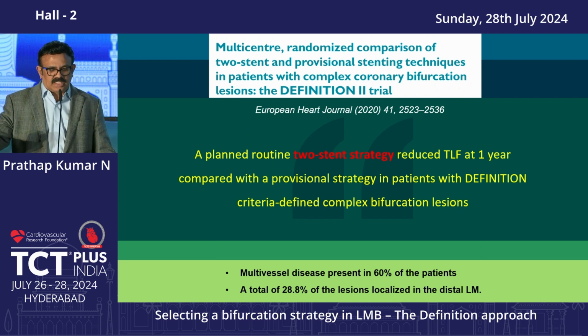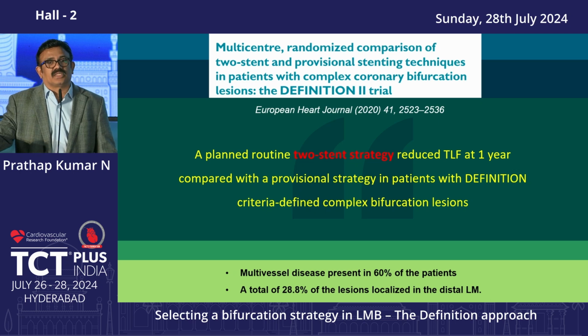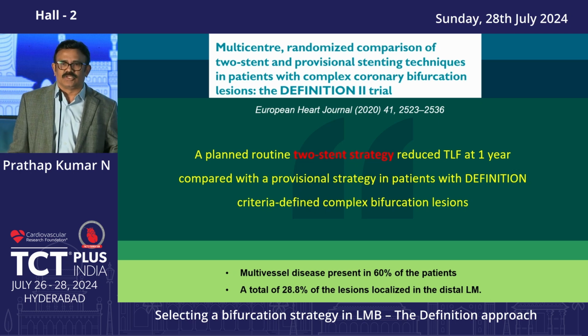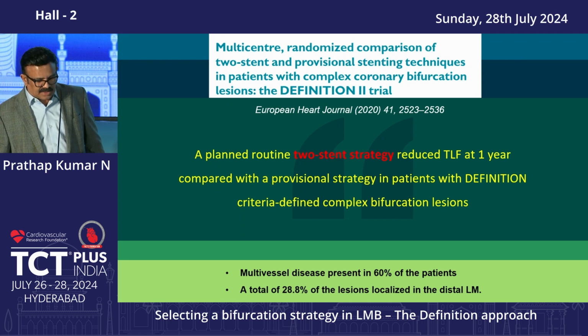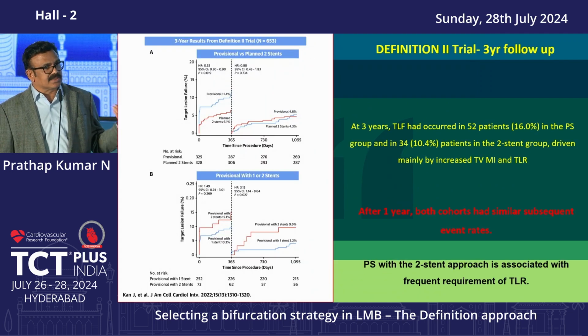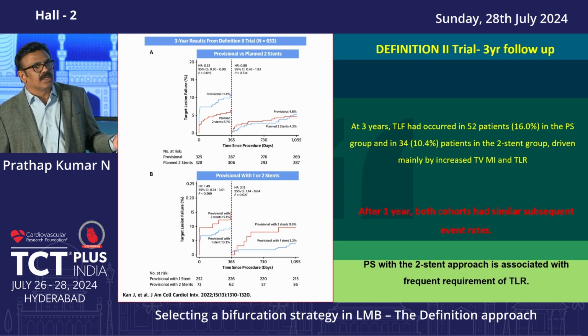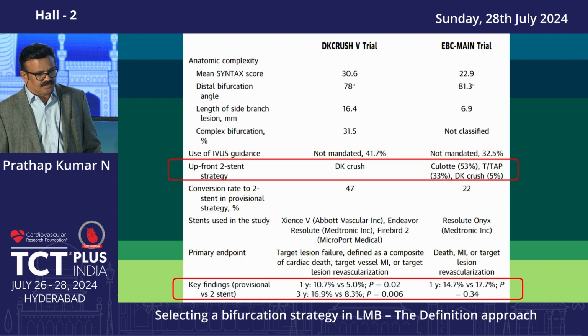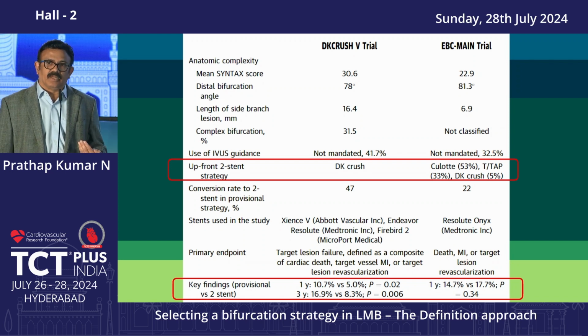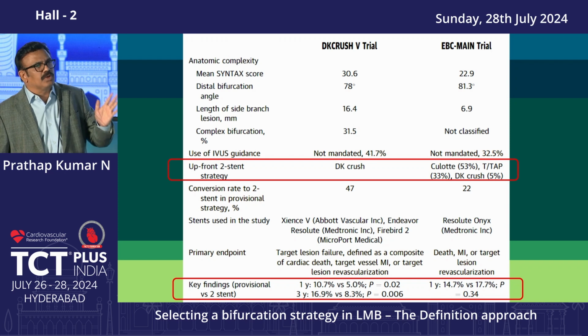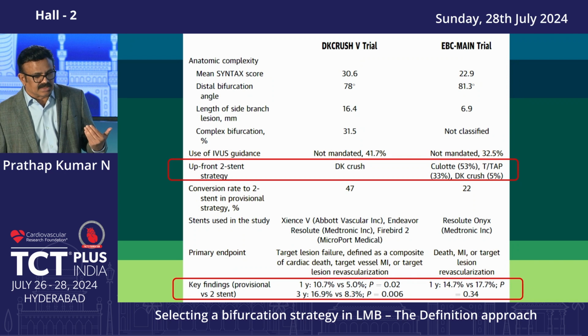A planned routine two-stent strategy reduced TLF compared with a provisional strategy in patients with a really complex lesion. So in complex lesions, ideally a two-stent strategy is better than a single-stent strategy. This was in a 1 year study, but after 1 year, the provisional and two-stent strategies have similar results. And what strategy do you take? DK crush. In the DK crush trial, definitely the two-stent strategy is better than provisional. But in the EBC MAIN trial, those people who were transferred to the two-stent strategy did worse than with a single-stent strategy.